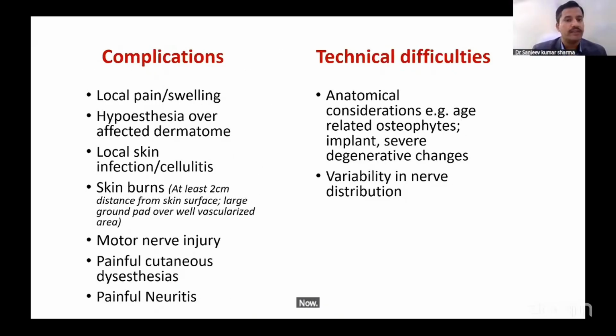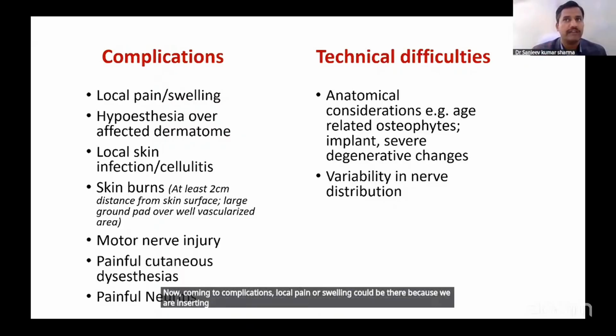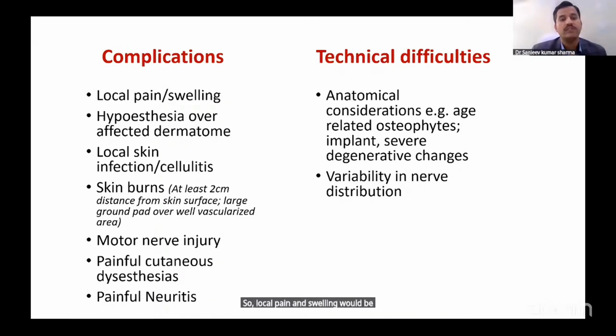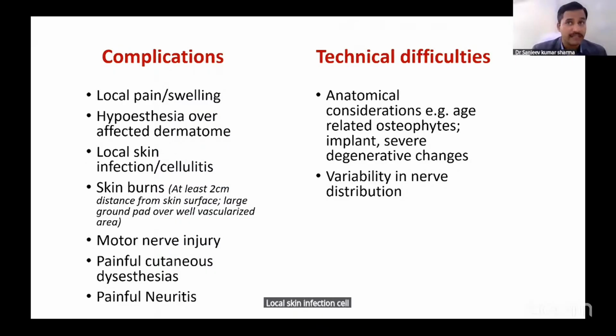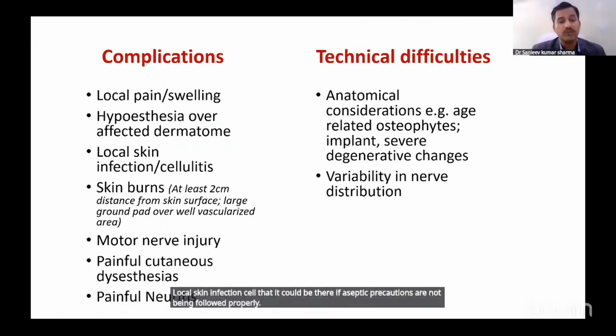Now coming to complications. Local pain or swelling could be there because we are inserting an RFA cannula or needle, so localized tissue trauma or muscle trauma is there. So local pain and swelling would be there. Hypoesthesia over the affected dermatome: since we are ablating the sensory nerve, a little bit of hypoesthesia is always there. Local skin infection, cellulitis could be there if aseptic precautions are not followed properly. Skin burns could be there.